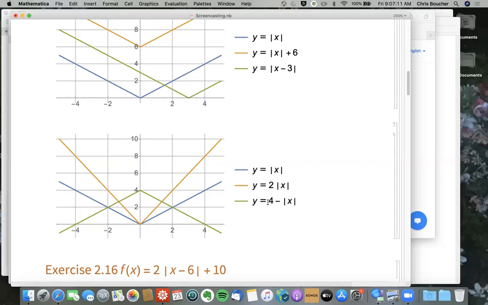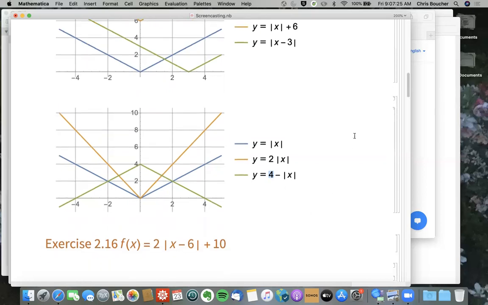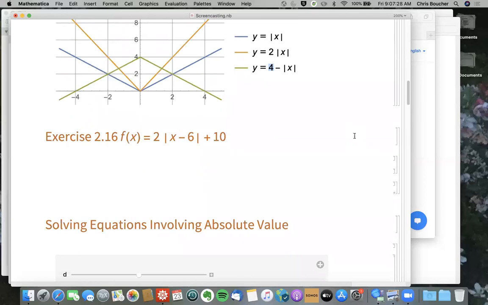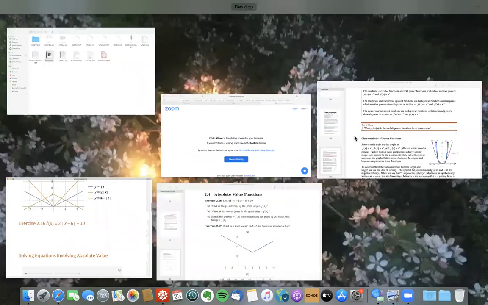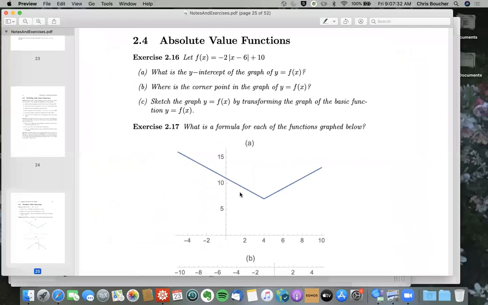And then something like this, so the minus sign here reflects vertically, and then I add 4, so I shift up by 4 units and I get this green curve, right? So when I put the minus sign in, I flip the V upside down, and then adding 4 moves it up.